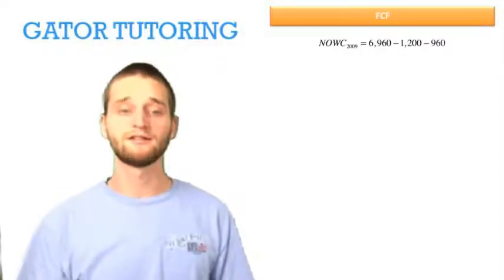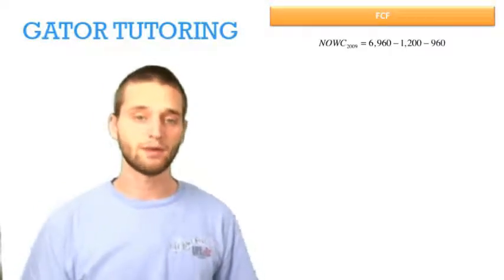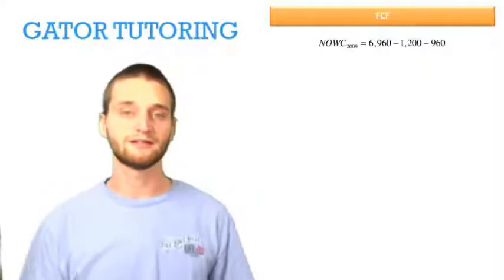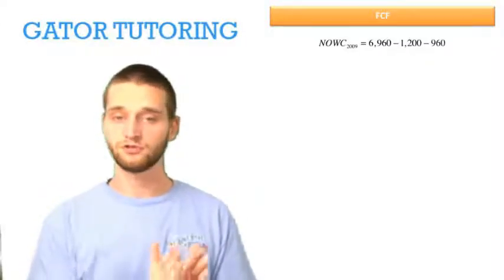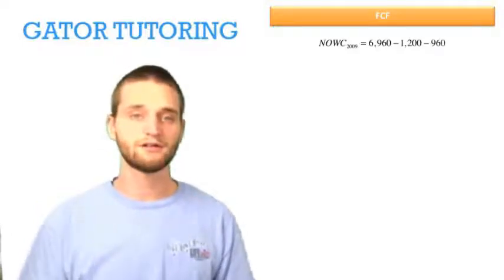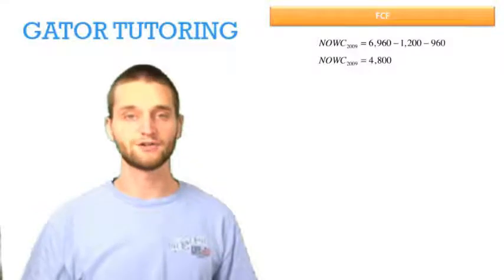Well, again, our current assets in 2009 were $6,960. Our accounts payable were $1,200, and our accruals were $960. So we subtract those two things from our current assets. That gives us an NOWC in 2009 equal to $4,800.